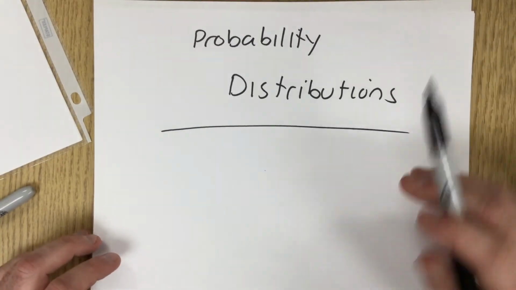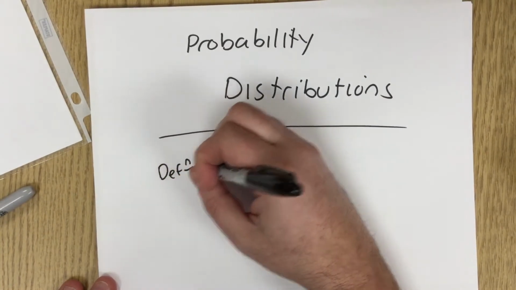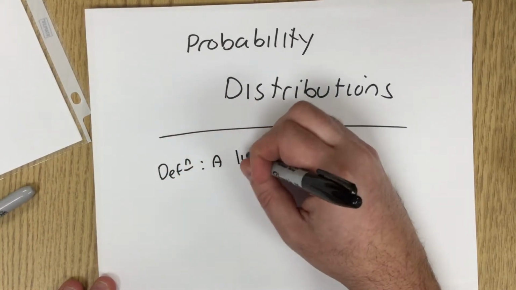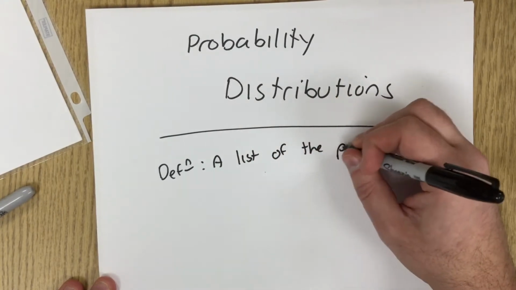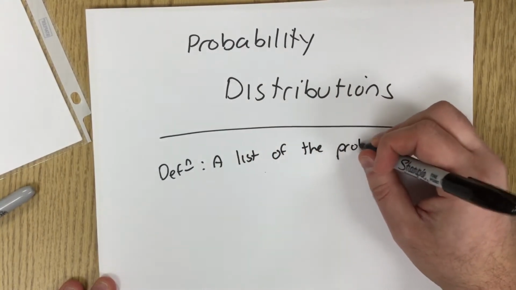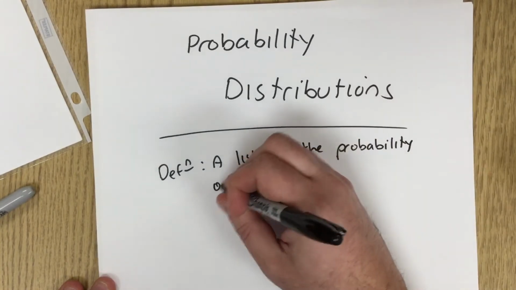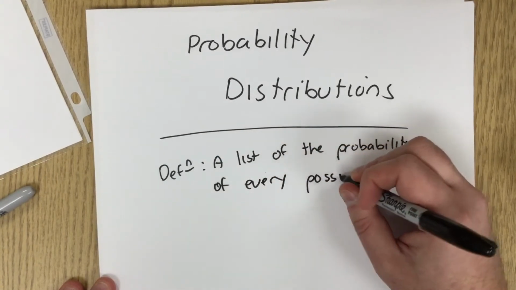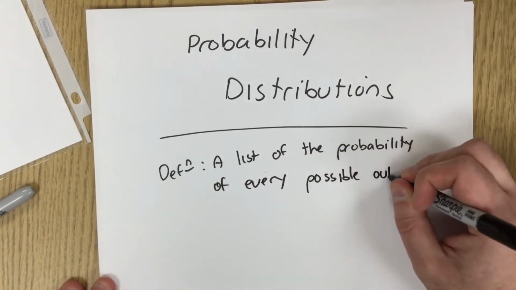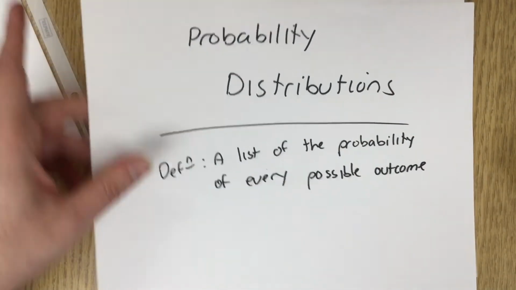A probability distribution, I'll give a definition. It's a list of the probabilities, the probability, I guess, of every possible outcome. So essentially, it's a list of the probability of every possible result. Okay.